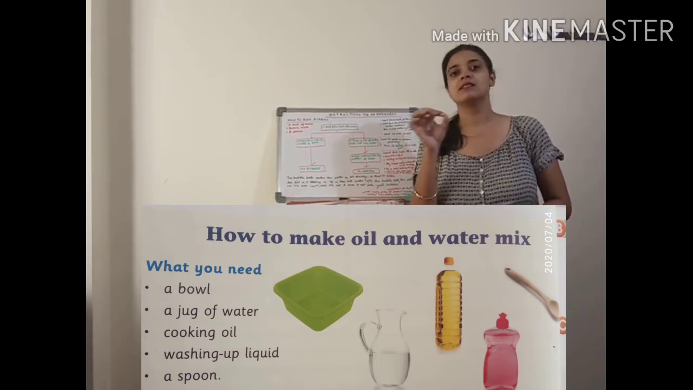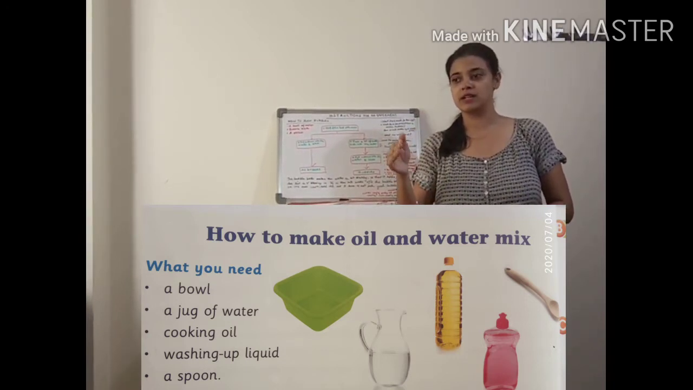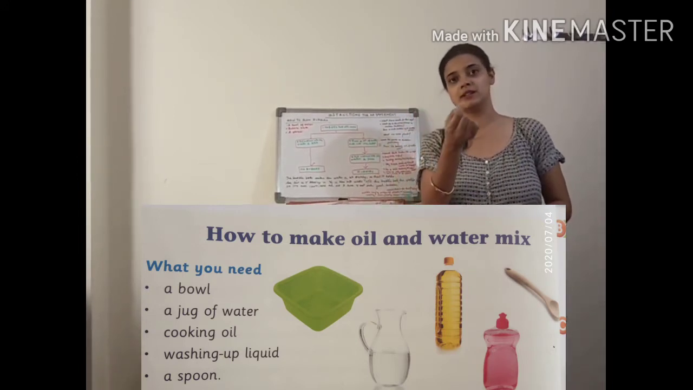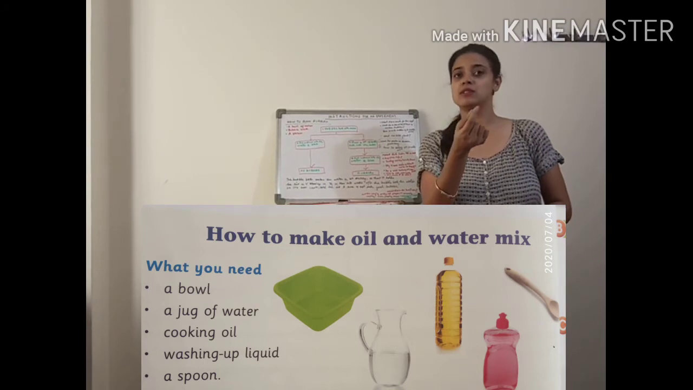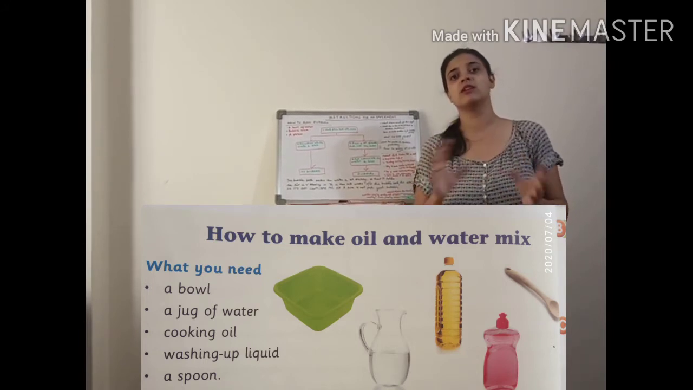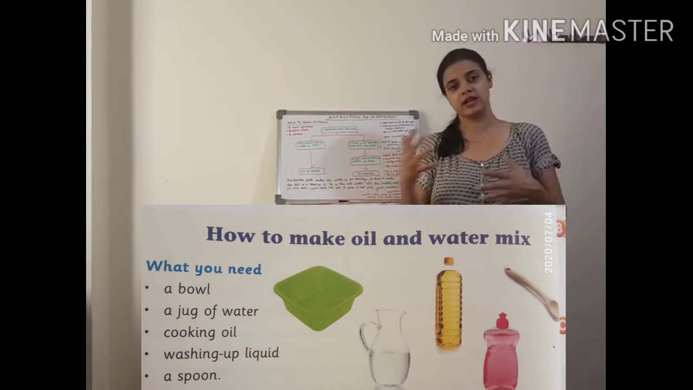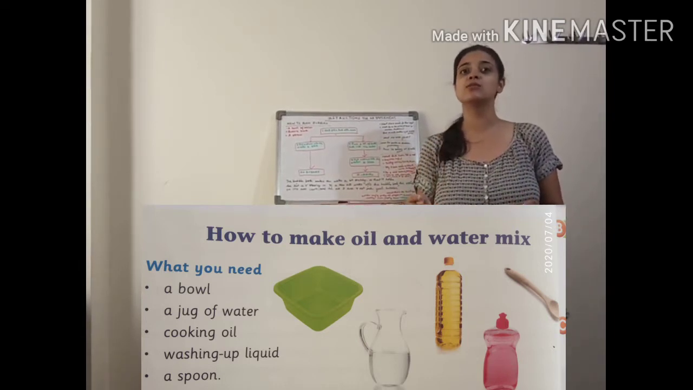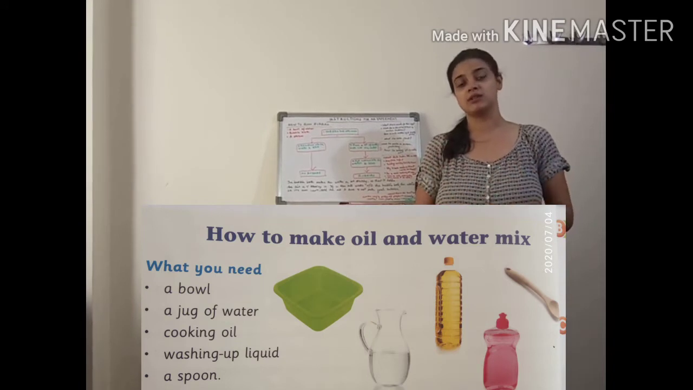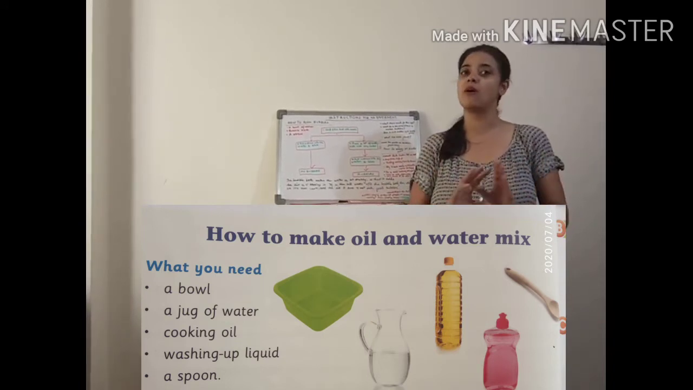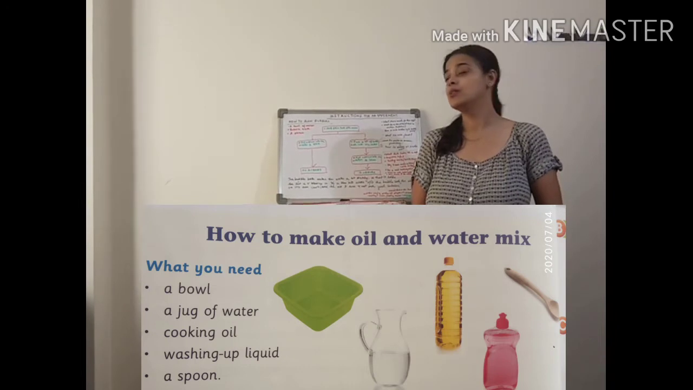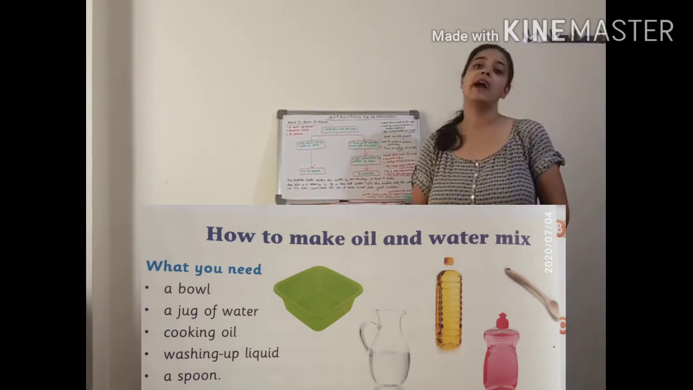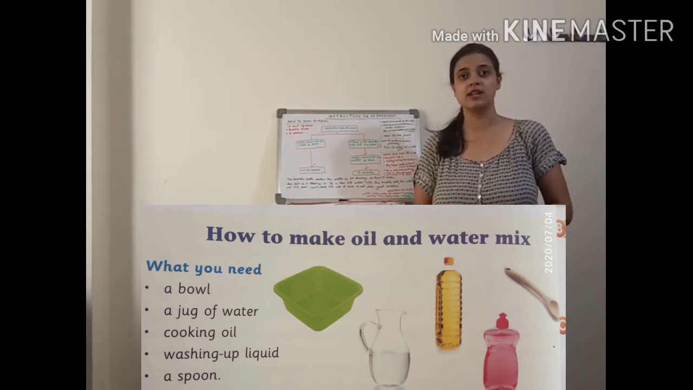You will see the washing up liquid breaks up the oil, the skin of the oil, and the water and the oil are mixed together. The washing up liquid acts as the agent to mix the oil and water, to break the skin and mix the oil and water together. This is how you do this experiment of mixing up oil and water. Okay, you can try this at your home.